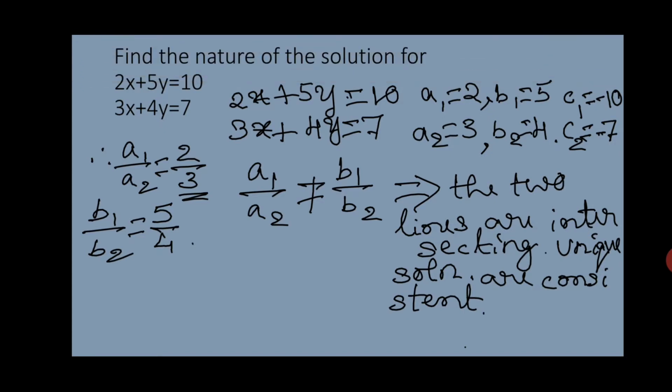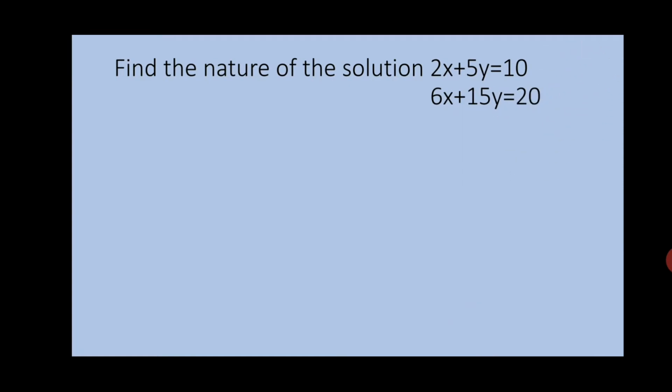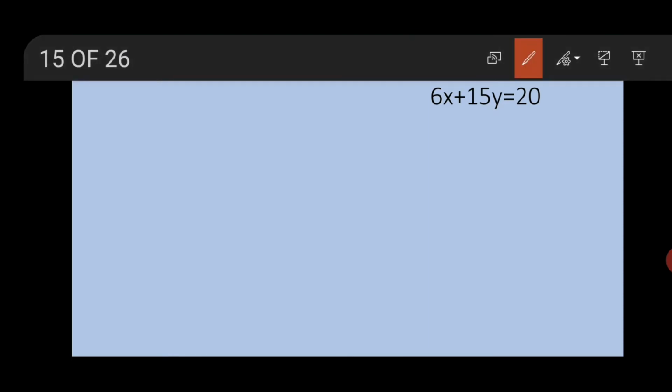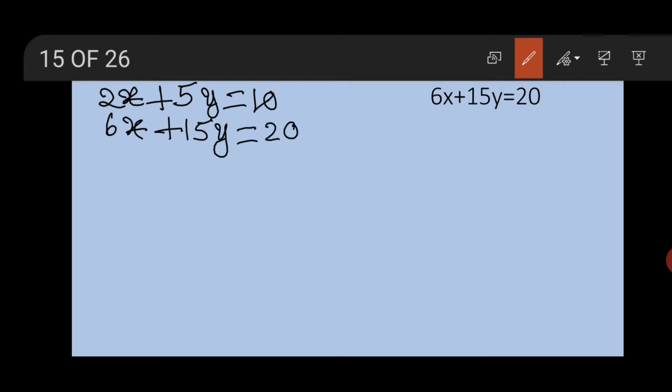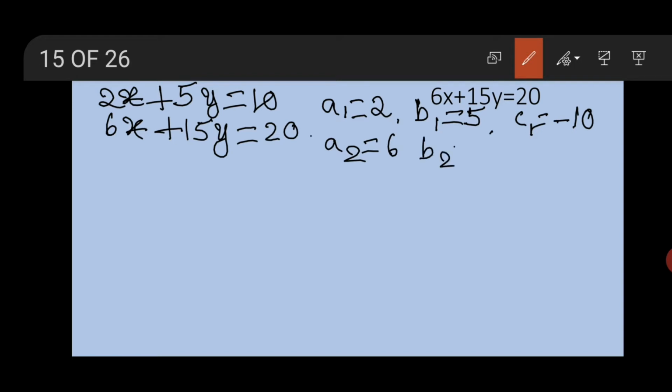Okay, next one more problem. Find the nature of the solution. 2x plus 5y is equal to 10, 6x plus 15y is equal to 20. What is the value of a1? It is 2, b1 is equal to 5, and c1 is equal to, yes, it is not plus 10, it is minus 10. Similarly a2 is equal to 6, b2 is equal to 15, and c2 is equal to minus 20.